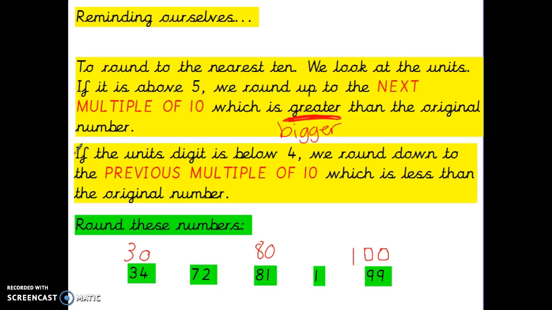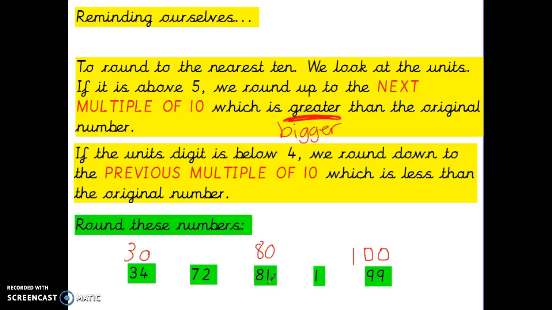If the units digit is below 5, we round down to the previous multiple of 10, which is less than the original number. Okay, so if our units number is 4 or less, it's still a multiple of 10, but it's going to be smaller than our original number. If it's 5 or above, it's going to be a multiple of 10, but it's going to be bigger than the original number.